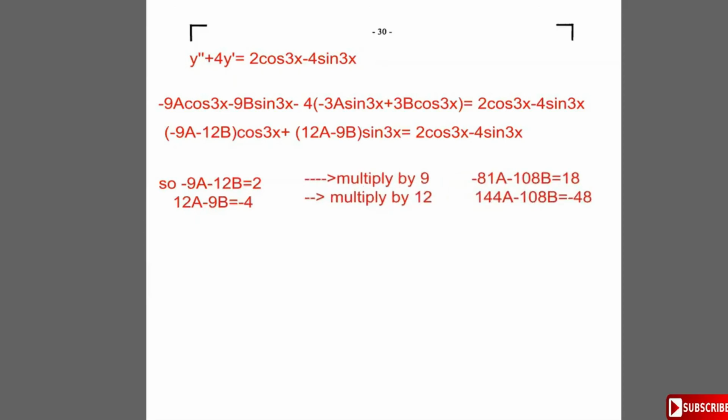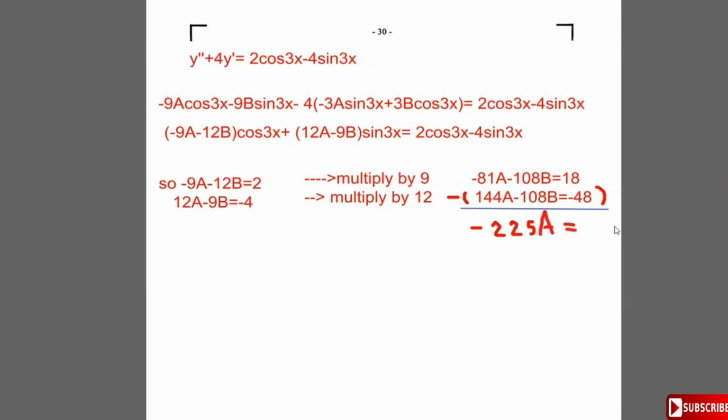And now we're going to add these two equations. Or it's not good to add, let's subtract them. Subtracting these two equations, you're going to get minus 81 minus 144, that's minus 225a. The b's cancel, minus 108 minus 108. Then 18 minus 48 is 66. So minus 225a is equal to 66.